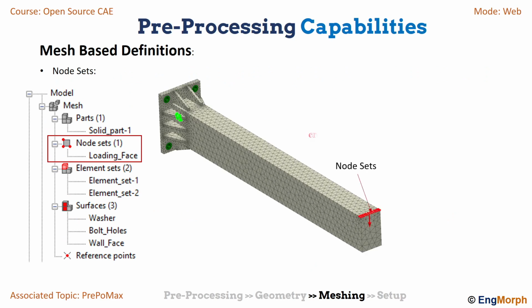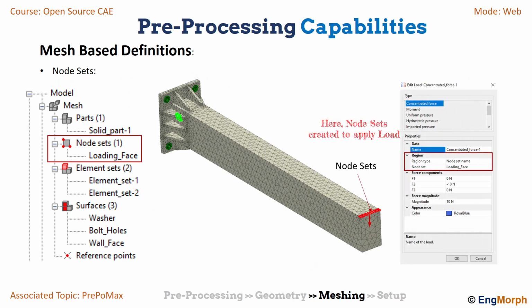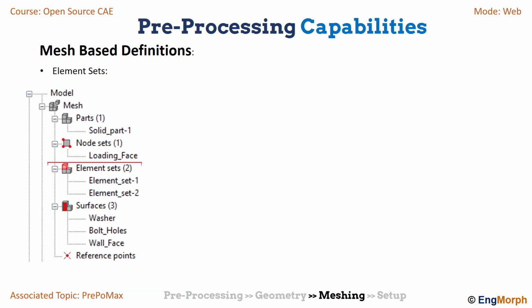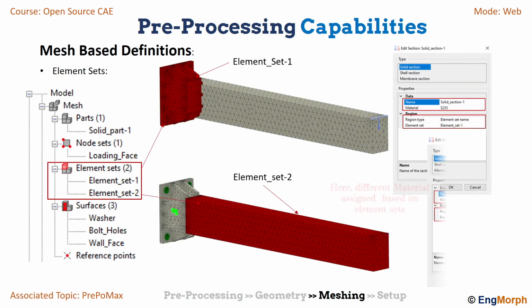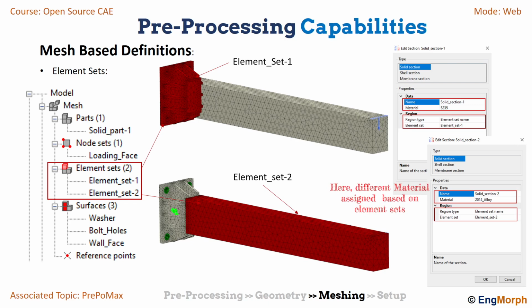In this example, a node set called loading_face is created and later used for applying the load at that location. Here, two element sets, set 1 and set 2, are created and used to apply different materials for different sets.